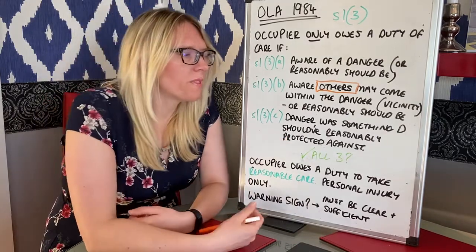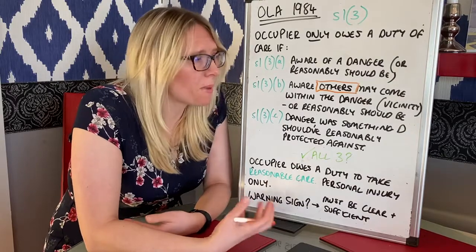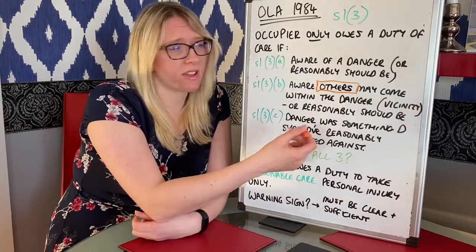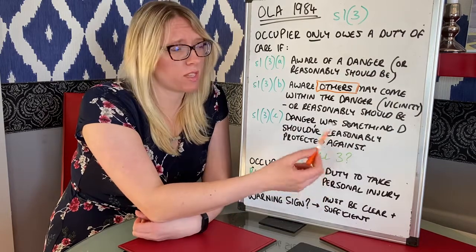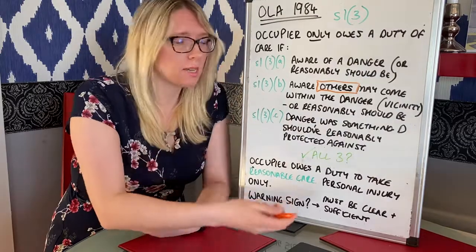Finally, was it something that you should have reasonably protected against? We're building a picture here. Did you know there was a danger that people might go near, and would it have been easy enough to protect against it? Well, you know what you should have done? Protect against it. If they're hurt, that's then your fault.